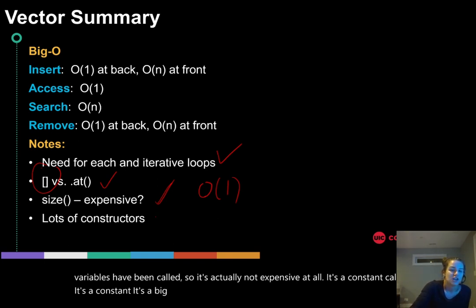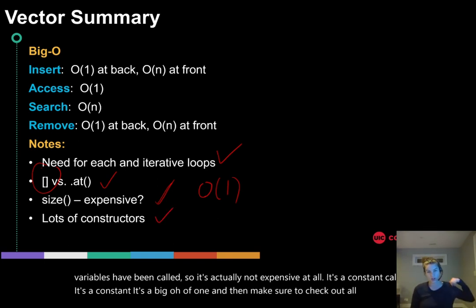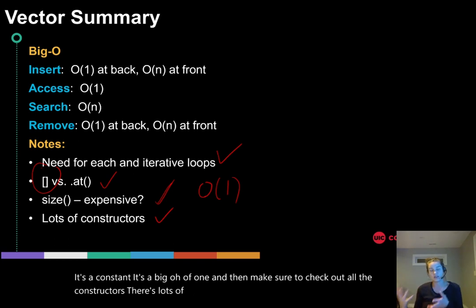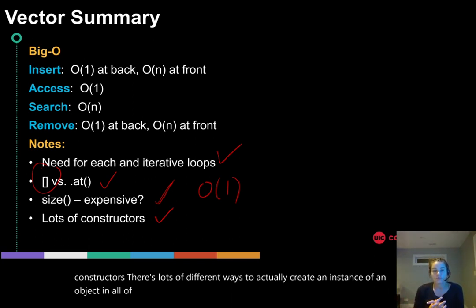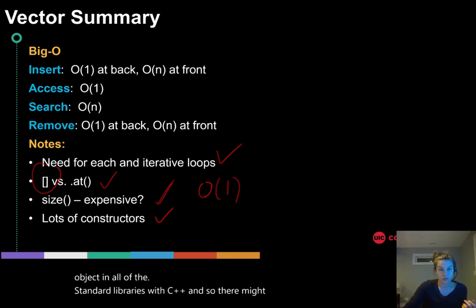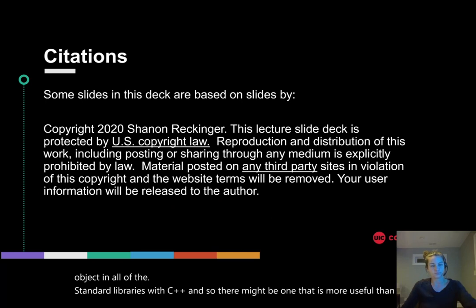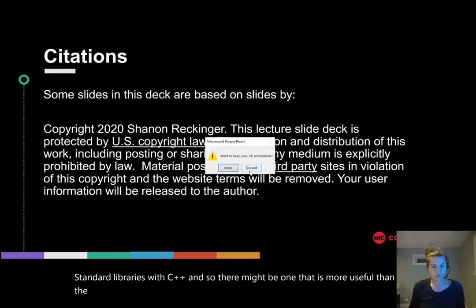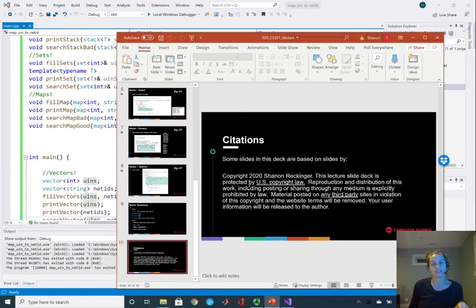And then make sure to check out all the constructors. There are lots of different ways to create an instance of an object in all of the standard libraries with C++, and there might be one that is more useful than the default one. So that is it with the C++ vector and its big O.